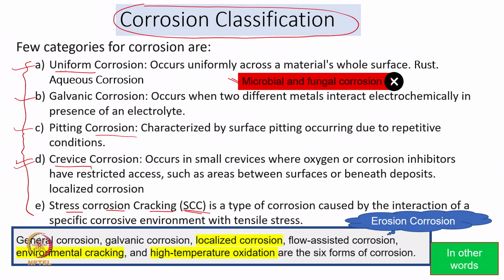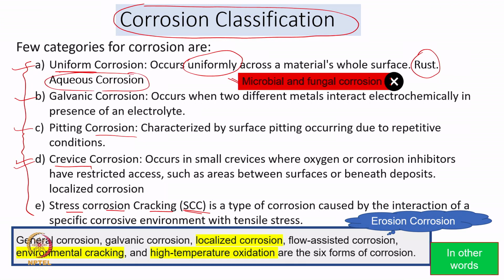Now, uniform corrosion, why are we using the word uniform? Because it does not look at only one particular portion. If the surface is available, then this kind of corrosion will occur uniformly across the material's whole surface, the complete surface, and rust is one of the uniform corrosions. Aqueous corrosion is also one of the uniform corrosions.